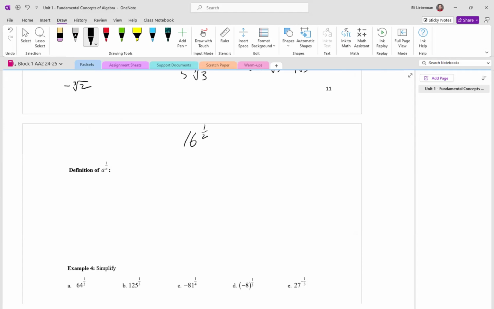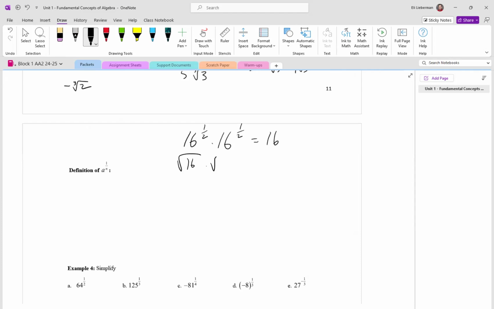Now, let's say we have no idea what this is, so I'm gonna play with it a little bit by multiplying it by itself. 16 to the 1/2 times 16 to the 1/2 is equal to 16, isn't it? Now, I didn't know what 16 to the 1/2 is, but I know that they're equivalent to each other. So what number times itself is equal to 16? 4. So 16 to the 1/2 is equal to 4? This is another way of saying square root of 16.